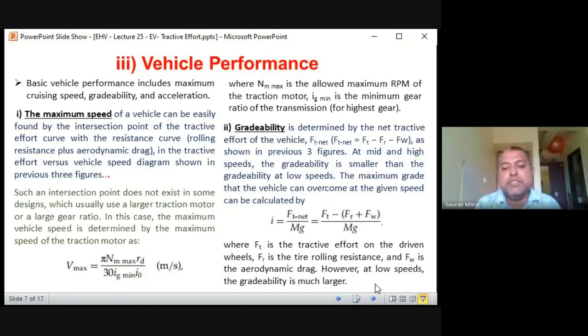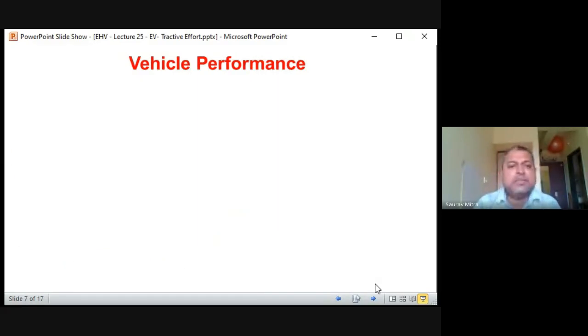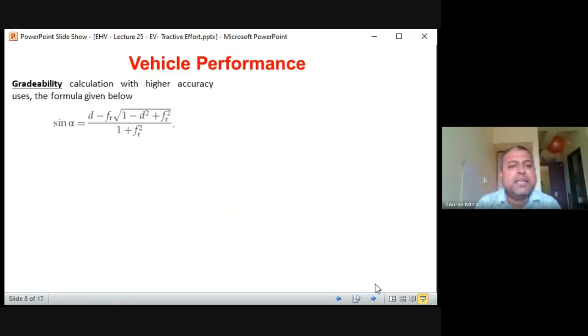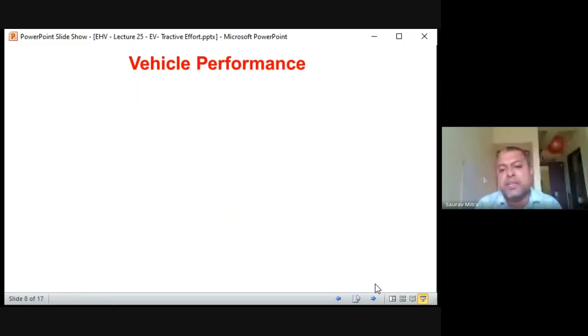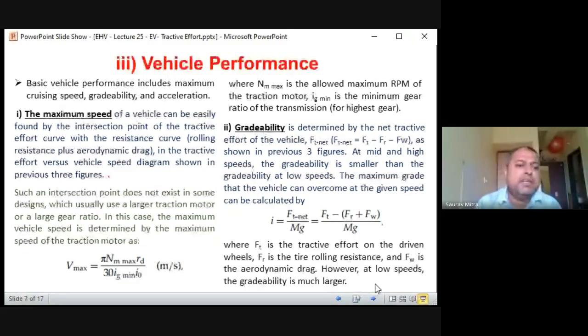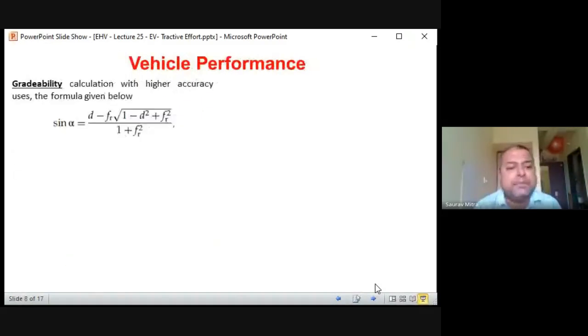However, at the lower speed the gradability is much larger. Okay, so we know all these things actually, so there is nothing different. So gradability calculation with higher accuracy. In this formula previously we were not considering a few things, but if you want higher accuracy, sine alpha.